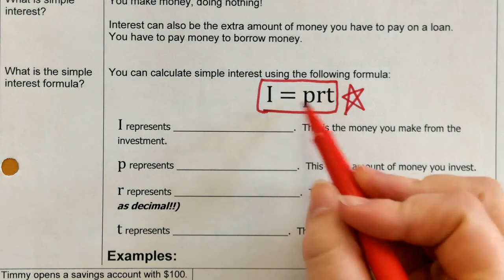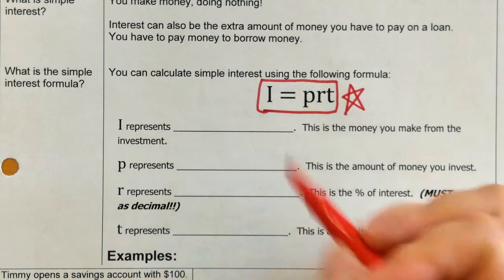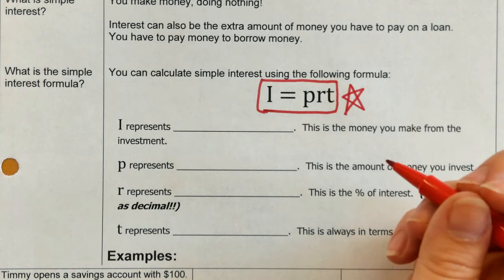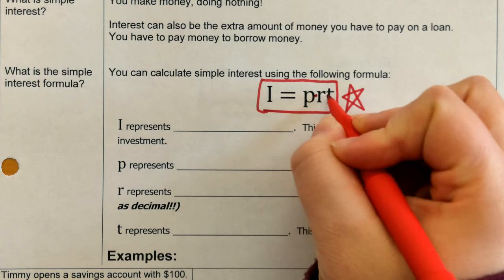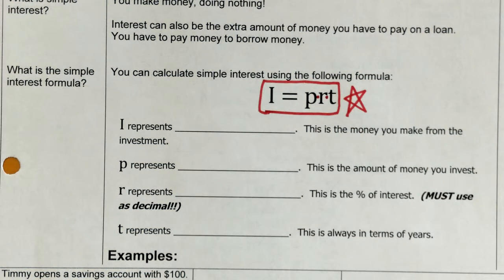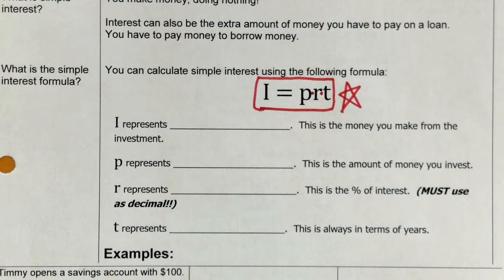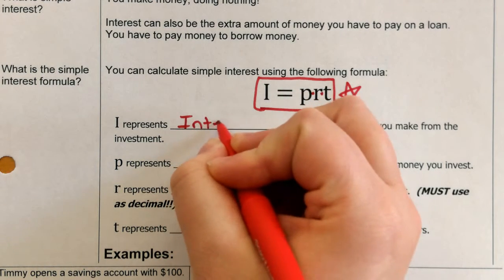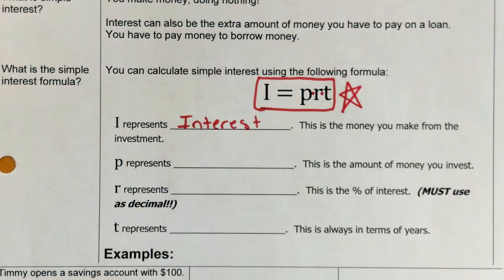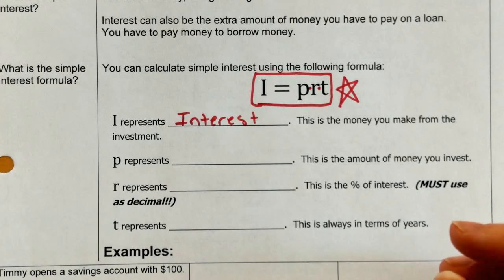What you'll notice in this formula is you have 4 different letters. I equals, and then you have PRT. And there's no space in between these variables. What that means is that these are all getting multiplied by each other. So there's little multiplication symbols within this formula. But first let's start by figuring out what each of these letters mean. I represents interest, the thing we were just talking about. This is the amount of money that you make from the investment or the extra that you have to pay on a loan.